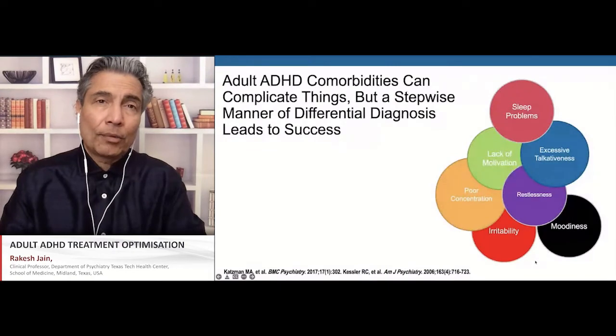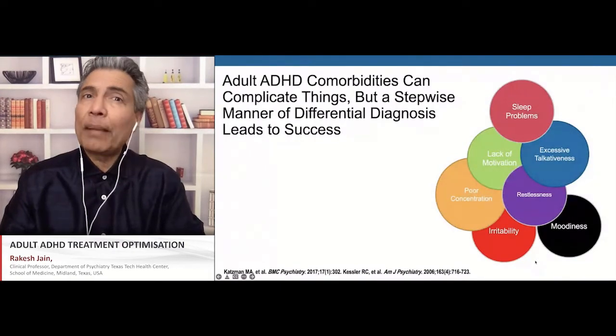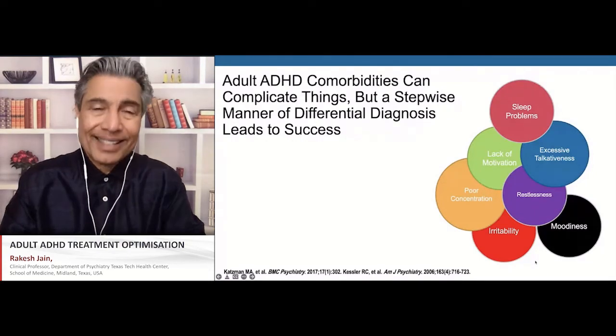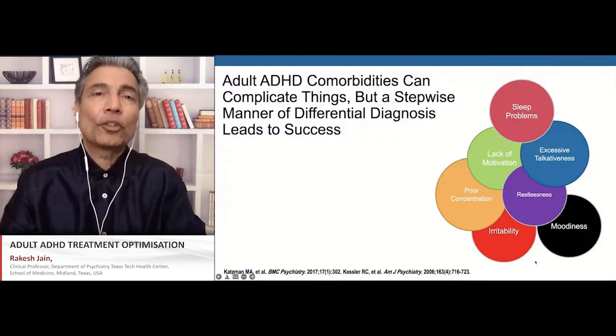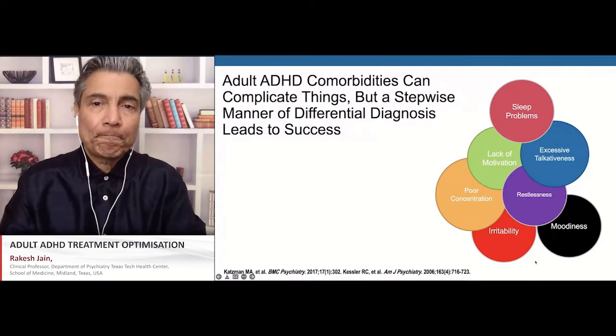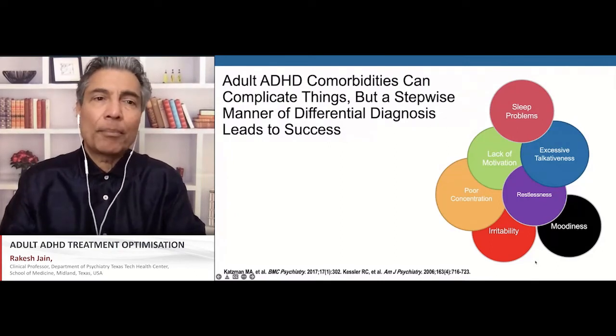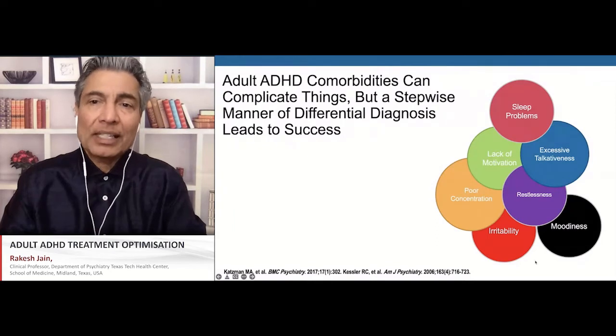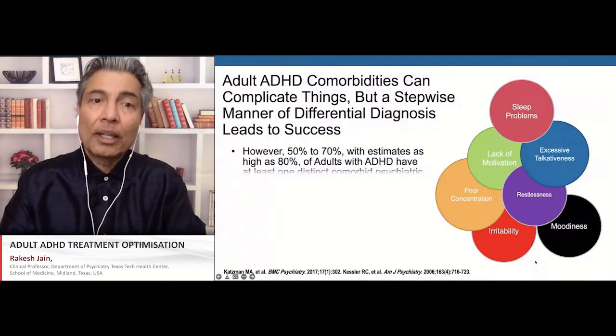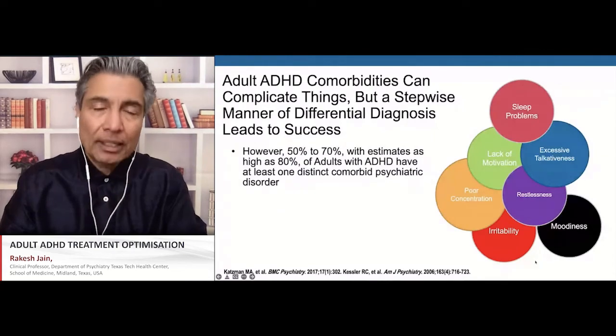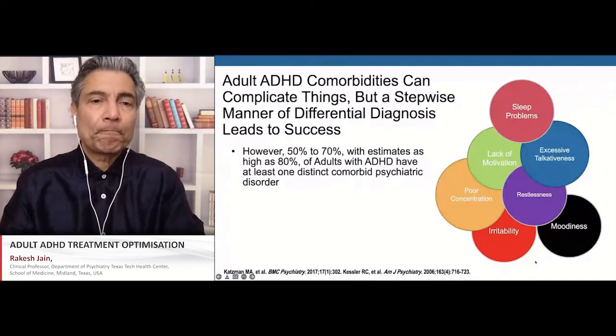Do you look on the right, please? Looks like overlapping bubbles. And this is the trouble with ADHD. That is the trouble. Adult ADHD comorbidities complicate things. But having said that, let's be aware all of these overlapping symptoms really can be adult ADHD.